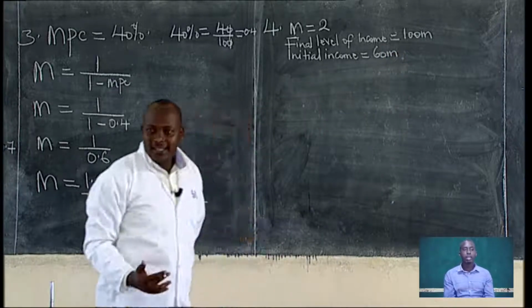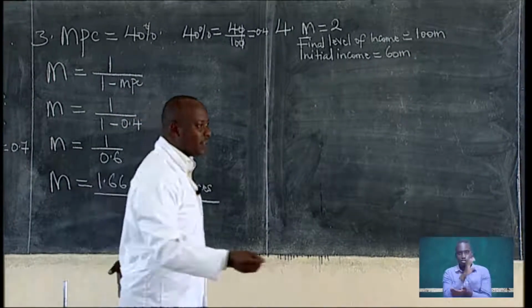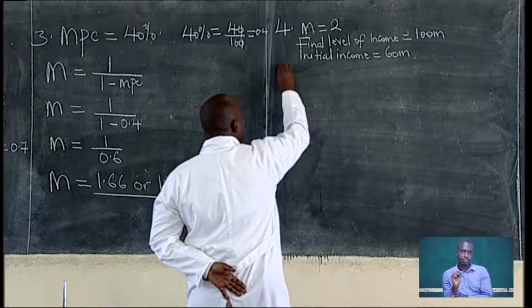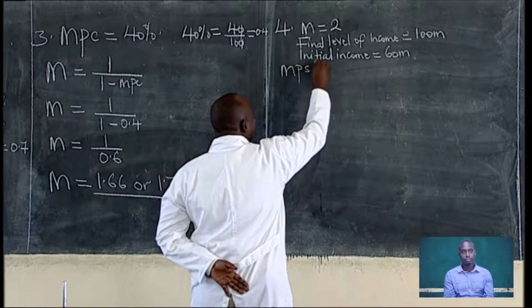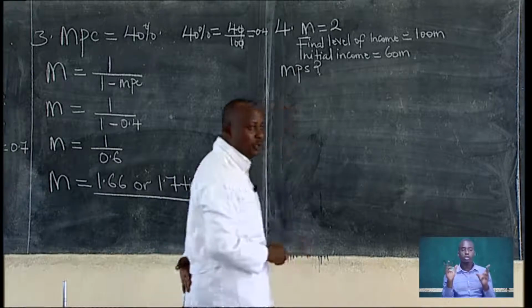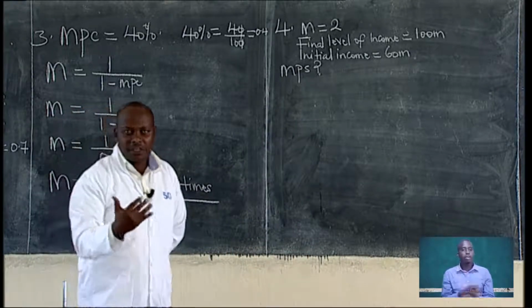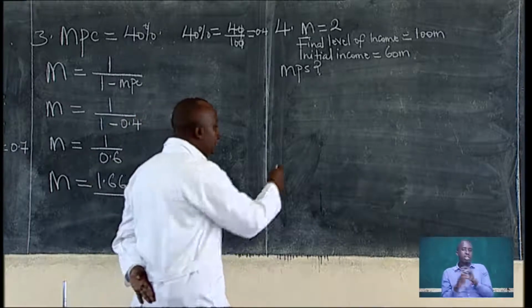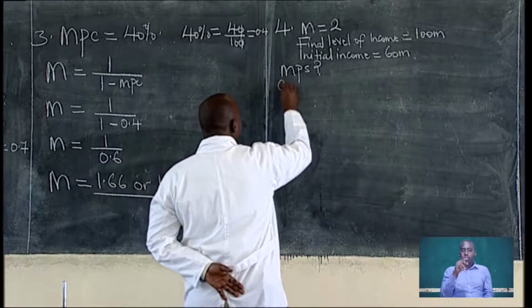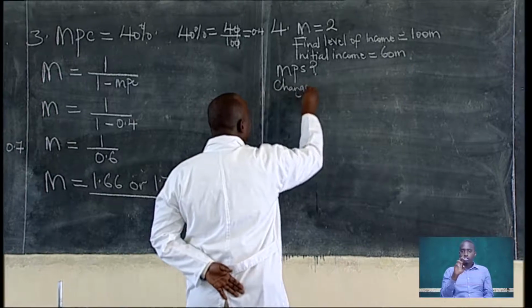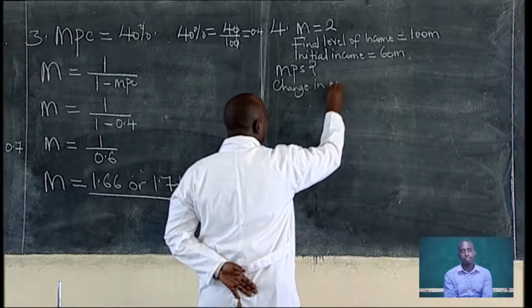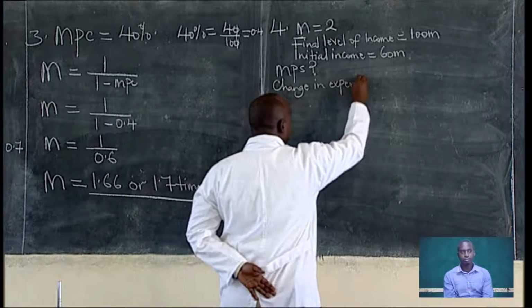They want us to find marginal propensity to save. We are looking for marginal propensity to save. We are not given marginal propensity to save. That is what we are looking for. And we are not given a change in expenditure either. We are looking for a change in expenditure.